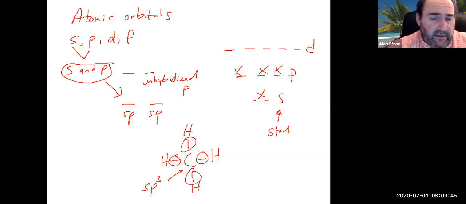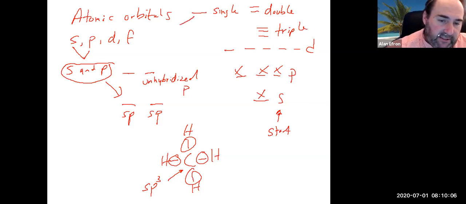We also saw that there's a way to classify bonds as well. When we draw things, we have a single bond, which is like one line. We have a double bond, which is like 2 lines. And we have a triple bond, which is obviously 3 lines. So really, all single bonds for the most part are what are referred to as sigma bonds.